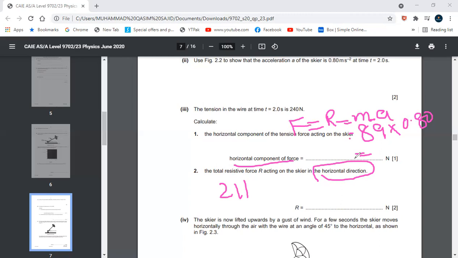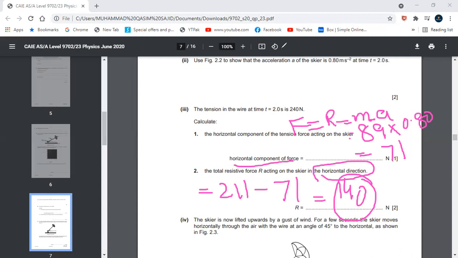Sorry, it should be 3 5 6. Please multiply 89 with 0.80. It's equal to 71. So 80. The total force must be 211 minus 71. So this value equals around 140. So this value is equal to 140.